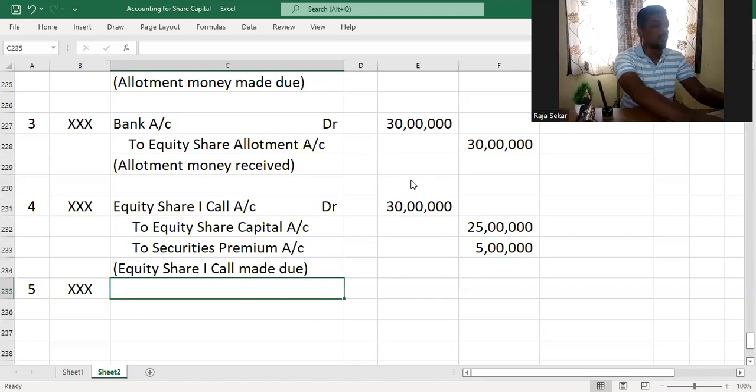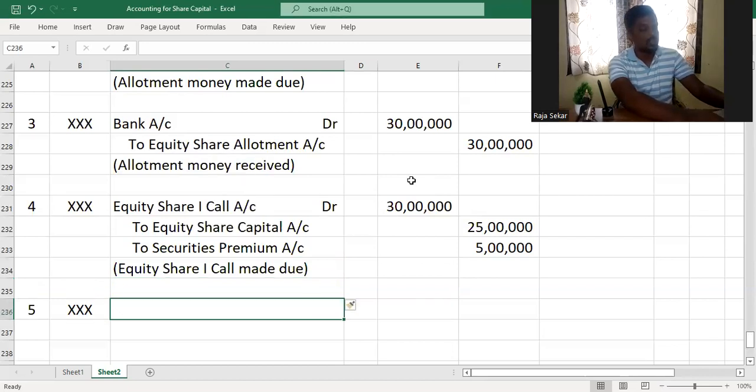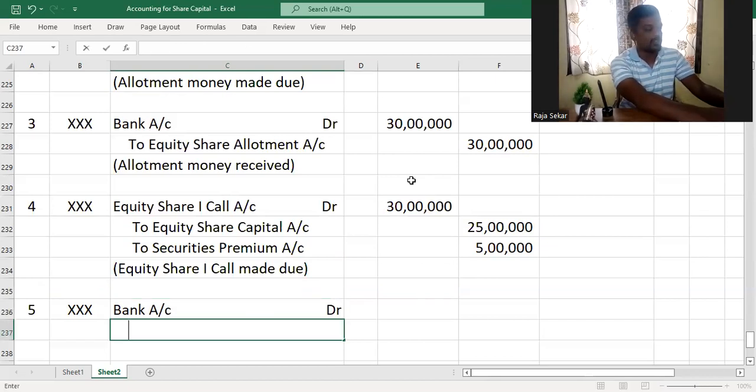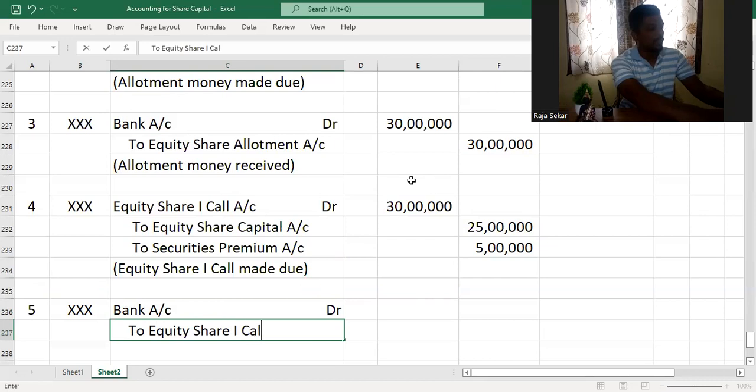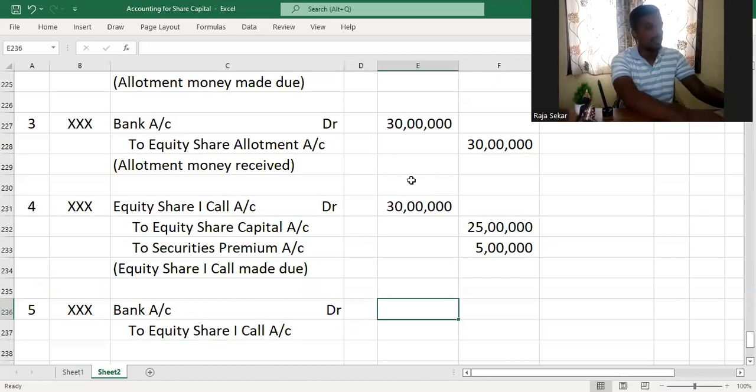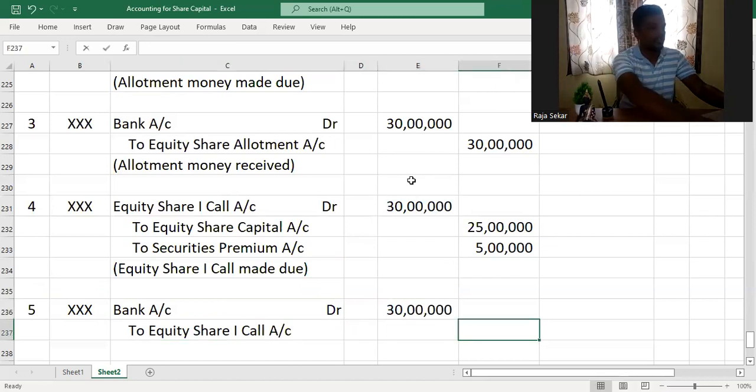After we made the first call due, what are we supposed to do, my dear children? We need to receive the first call money, and it doesn't make any difference if we have premium or not when we are passing this journal entry, because we are just receiving money against the amount that we made due in first call. So bank account debit to equity share first call account, and that would be what, my dear children, the full 30 lakhs.